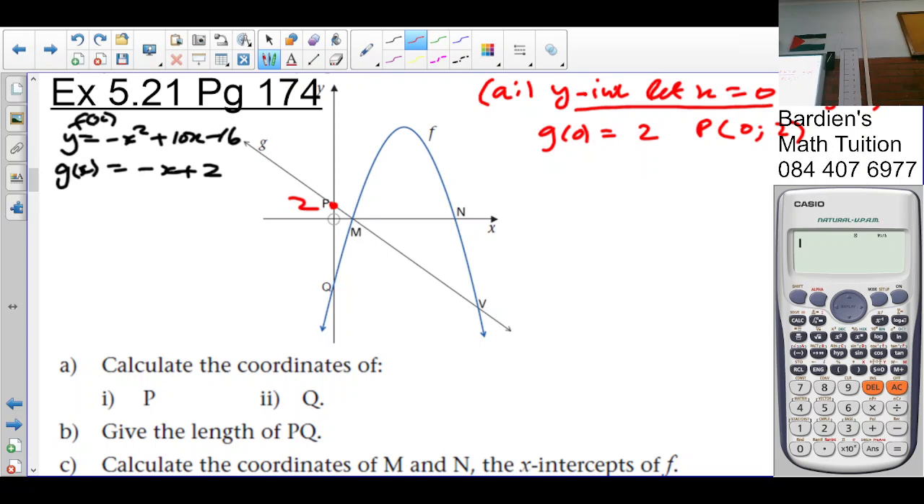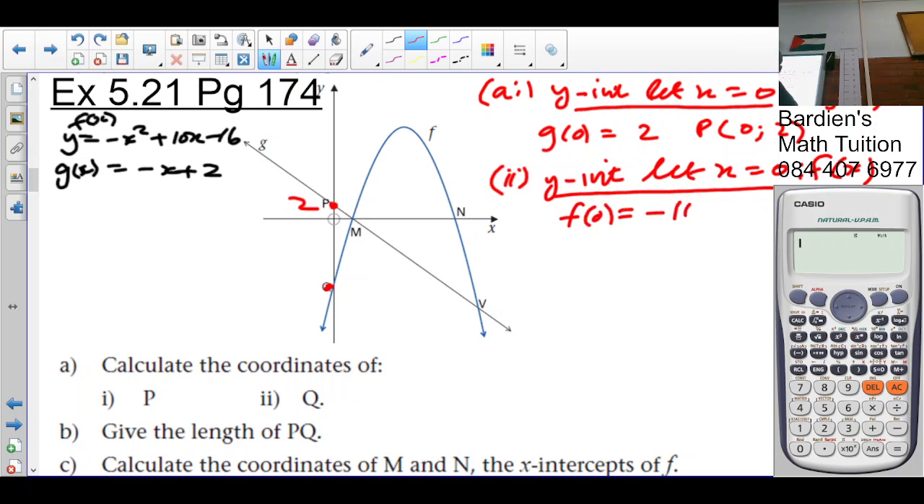Then A2. I want you to work out Q. Now Q is the y-intercept of f. What do you do for y-intercept? With x equal to 0 of f of x. So f of 0 is going to give you negative 16. So hence the coordinates of Q is 0 and minus 16. Okay?